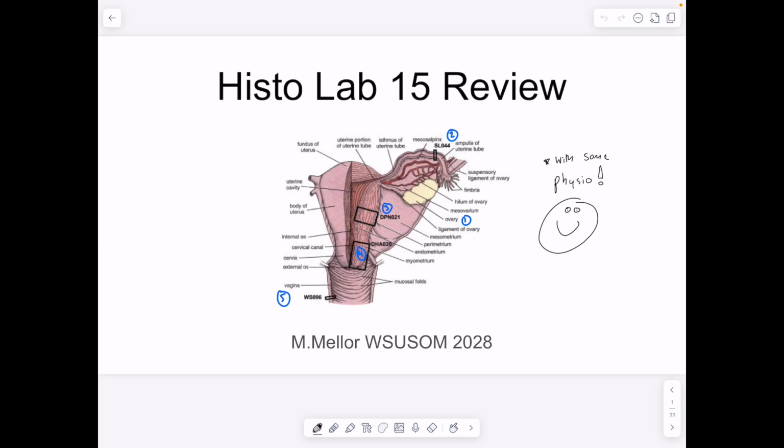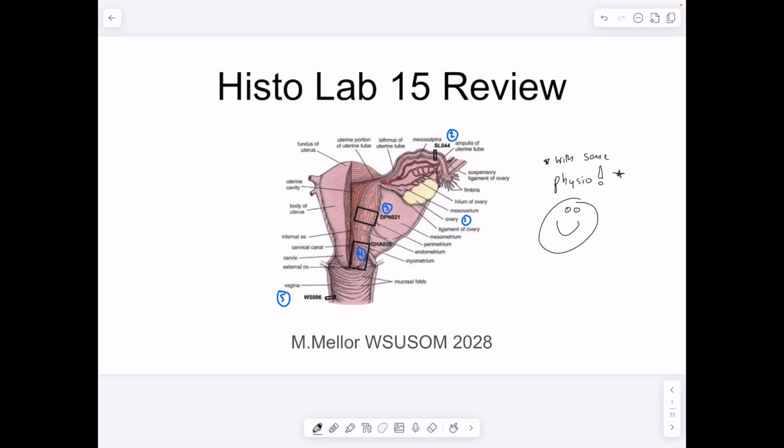Hi guys, this is Lab 15 review, female reproductive system for Histo. Again, Histo is generally our best taught subject, so I'm mostly making this for ease of review during exam 2. But we'll get some physio out of this, I think, and let's get to it.